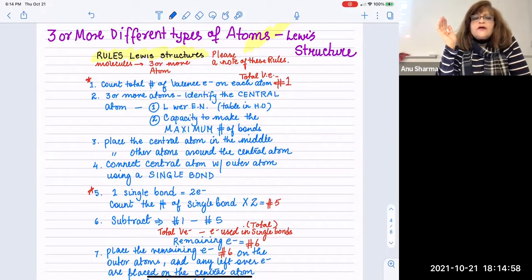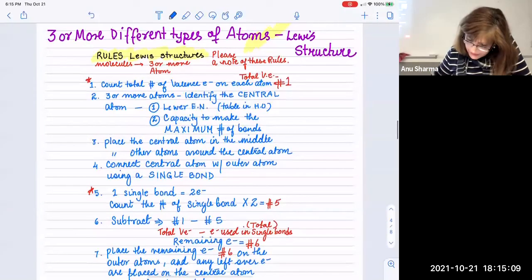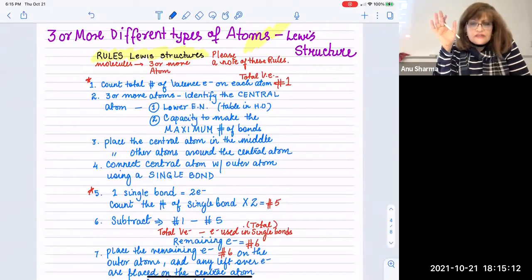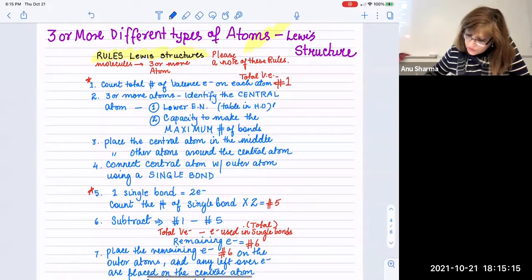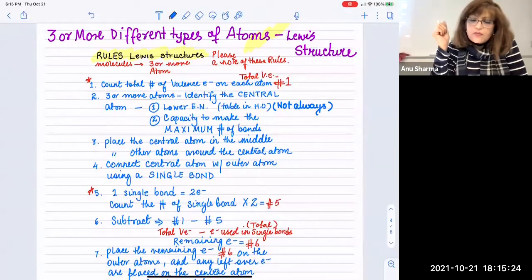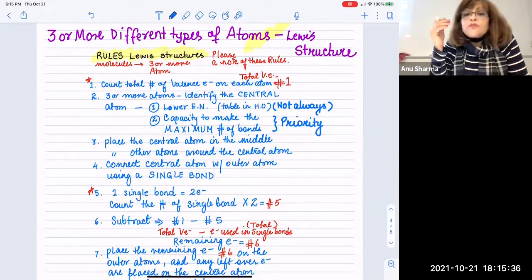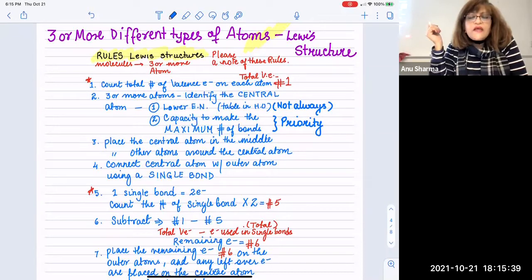Next, if there are 3 or more atoms, you identify the central atom. How do you identify the central atom? You look at the one with the lower electronegativity, and that goes in the center, but not always. We prefer the one with the lower electronegativity in the middle, but we also look at the one with the maximum capacity to make bonds, and that takes priority. So even though it may have a lower electronegativity, if another atom is able to make more bonds, then it gets to be in the middle.